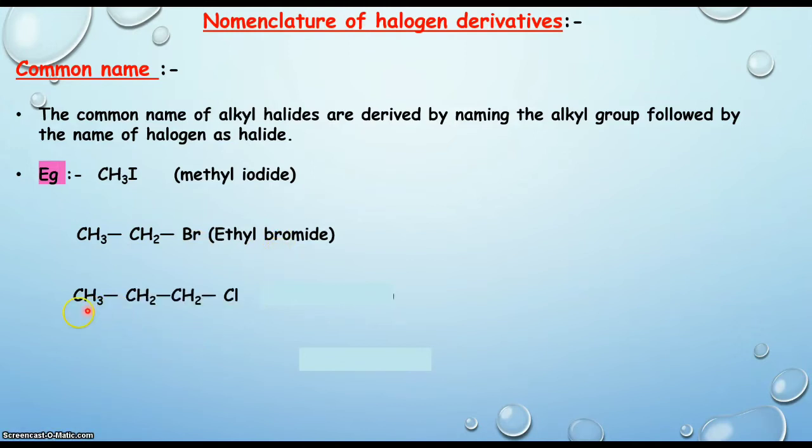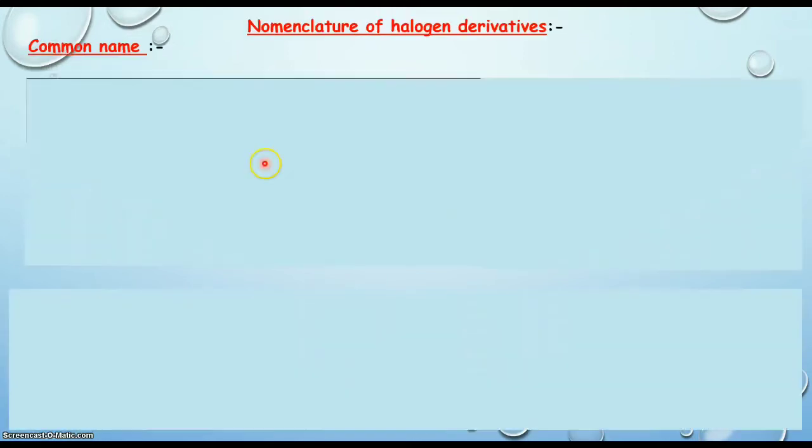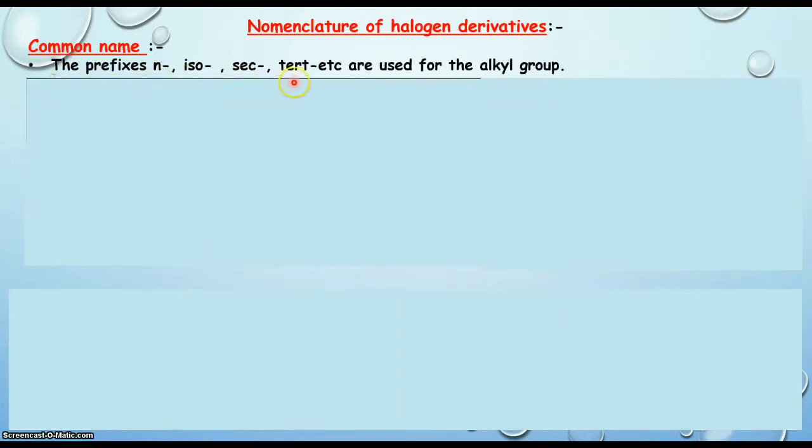This is the next example, where you can observe the alkyl group has 3 carbon atoms, which is bonded to chlorine, that's why its name is propyl chloride. Here the alkyl group has 4 carbon atoms, that's why butyl, and the halogen is chloride. While naming the halogen derivatives by using common names, a few prefixes like N, iso, secondary, tertiary, etc. are used for the alkyl group. Let us talk about where we can use these prefixes.